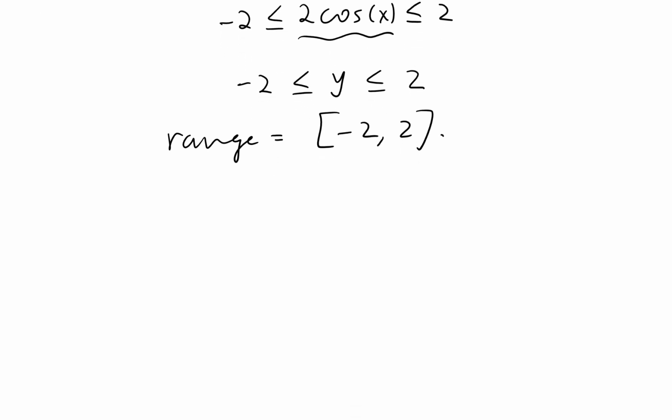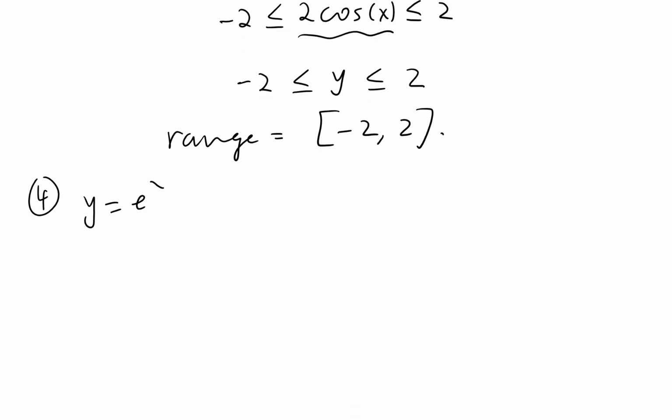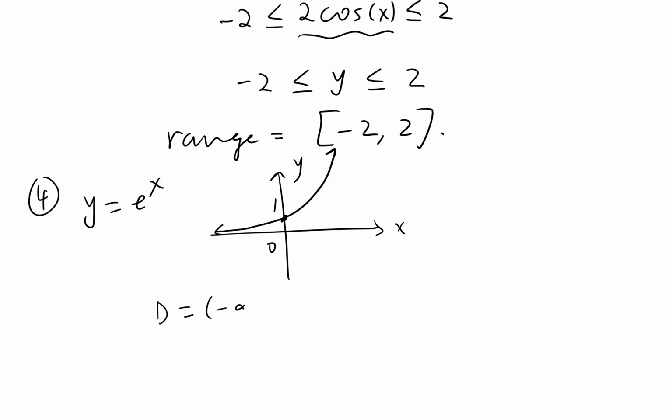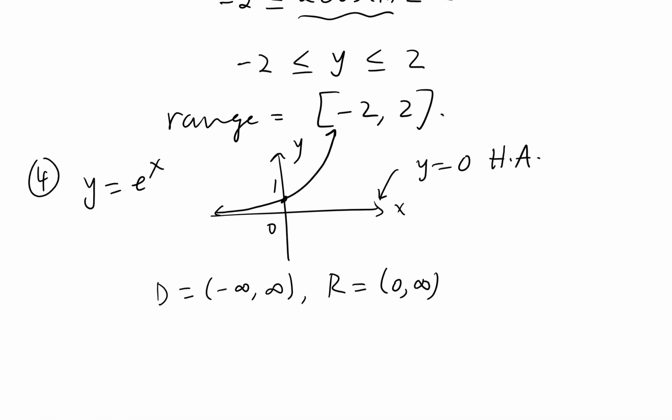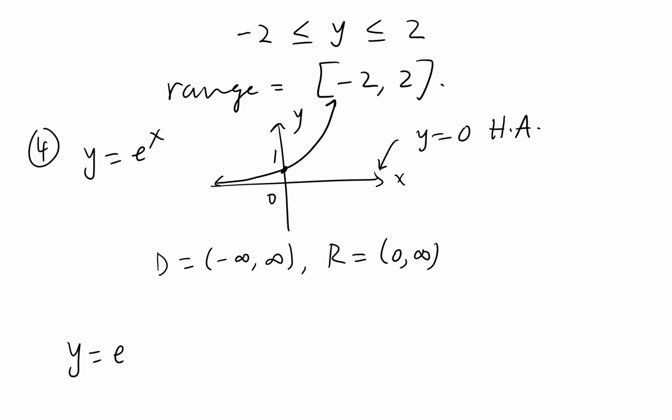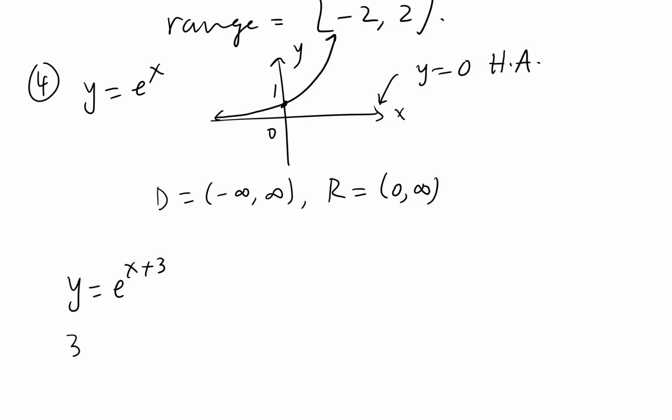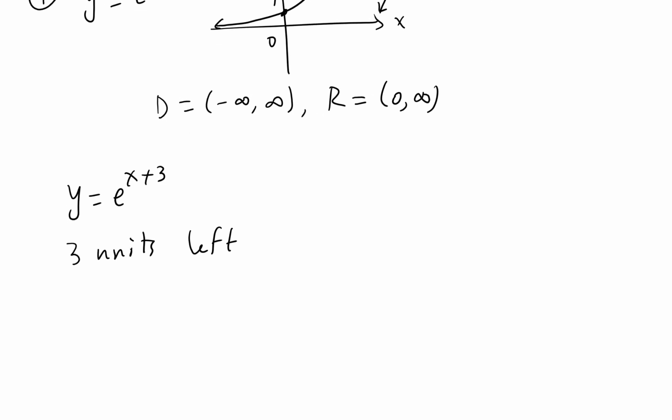We also have the exponential function, y equals e to the x. The graph of this goes up this way. Domain is all real numbers. Range is 0 to infinity. This line here is y equals 0, the horizontal asymptote. If I want to graph y equals e to the x plus 3, we just have to shift the graph 3 units to the left, and the range stays the same.